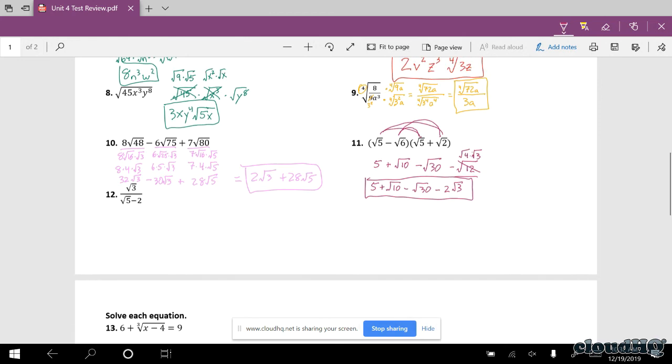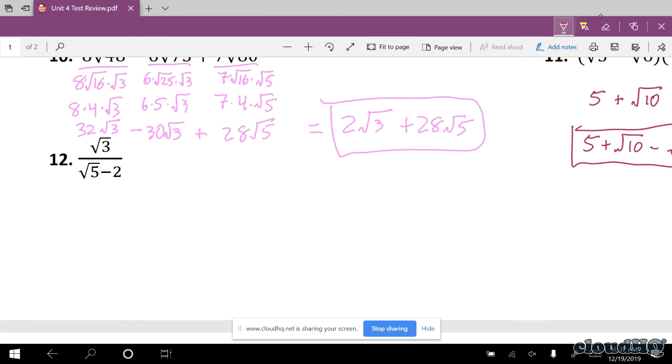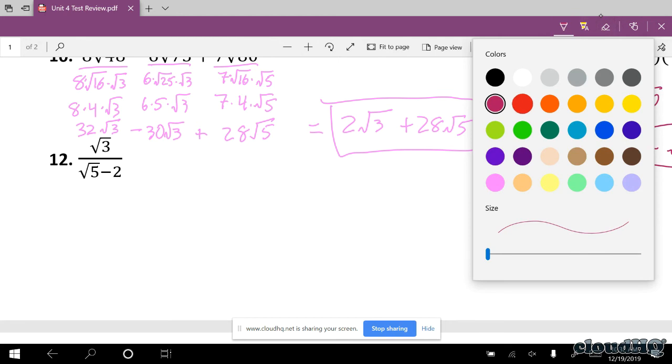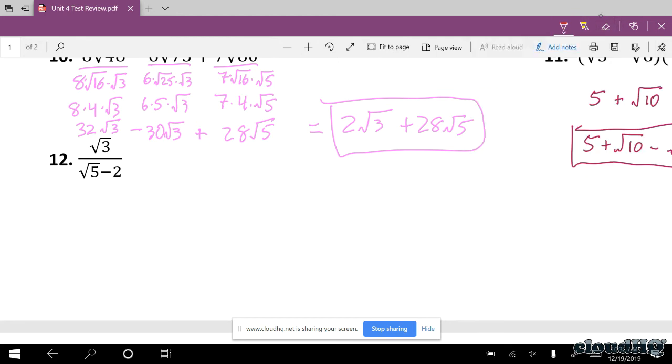Well, another fraction problem. Anybody remember the word of the thing that we multiply the denominator by? Conjugate. Square root of 5 plus 2. You do the exact same thing as the denominator, except you change the sign in the middle. And that's the same thing you use in the top.